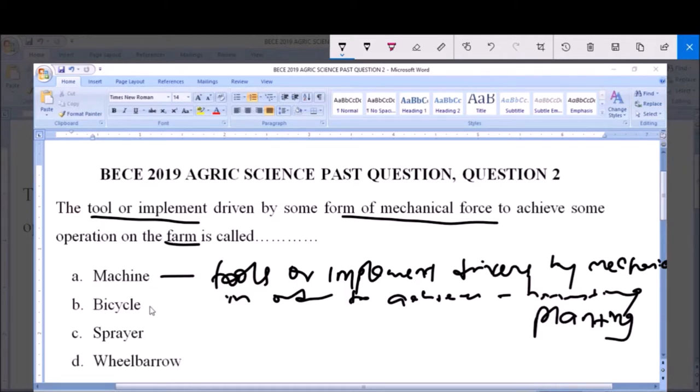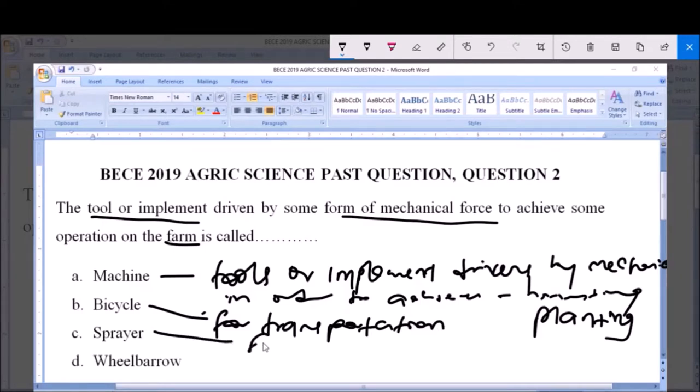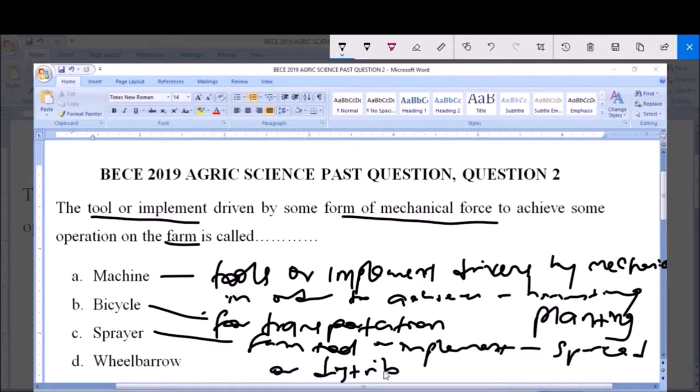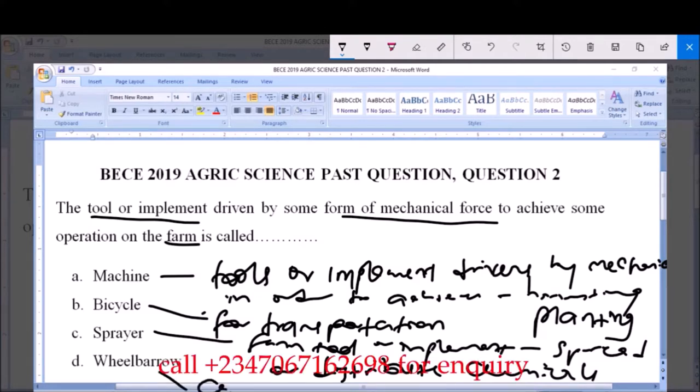Now B here says bicycle. Like we know, bicycle is also an implement, or a machine, that is used for movement, for transportation, that is to move from one place to another. That's bicycle. Then C here says sprayer. Sprayer is also a farm tool or implement that is used to spread or distribute chemicals on the farm. Then D here says wheelbarrow. Now wheelbarrow is also a farm tool that is used for carrying farm produce.